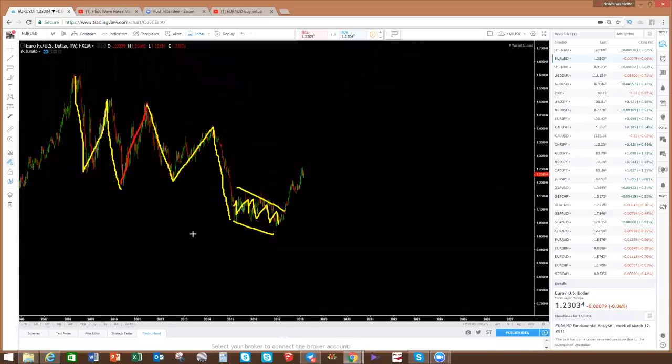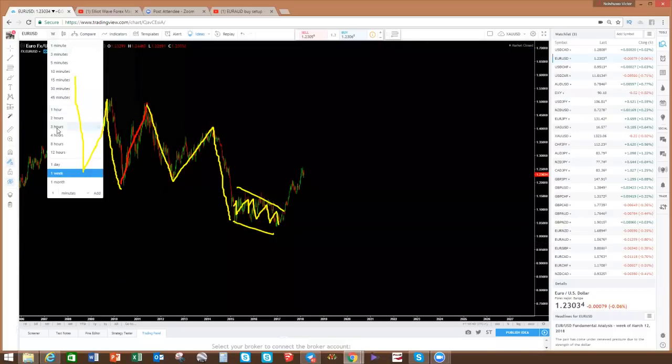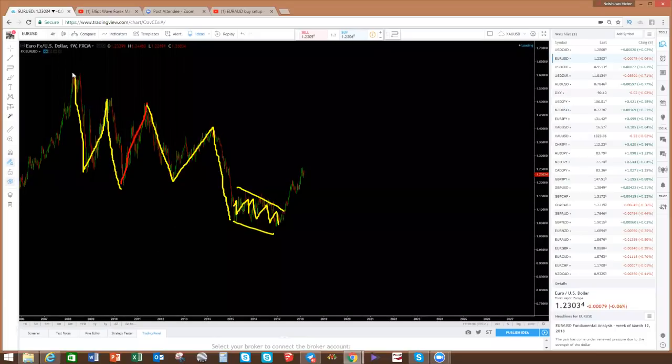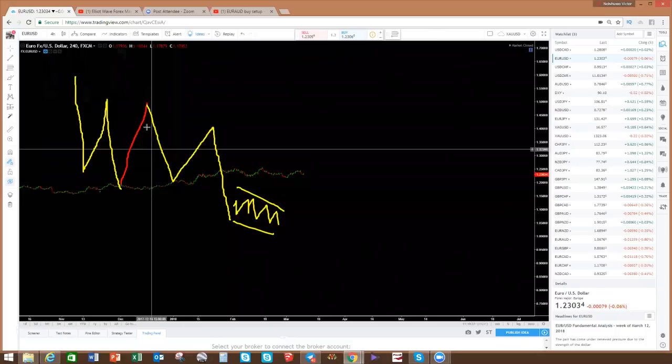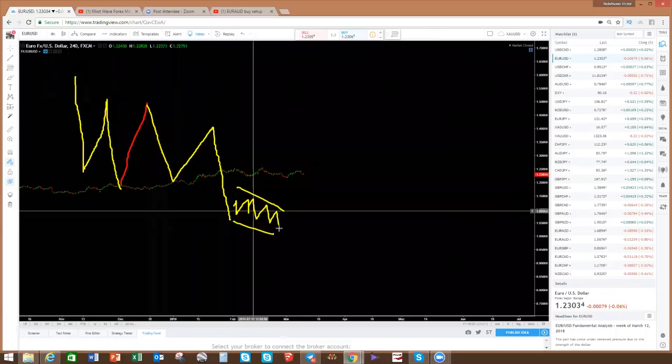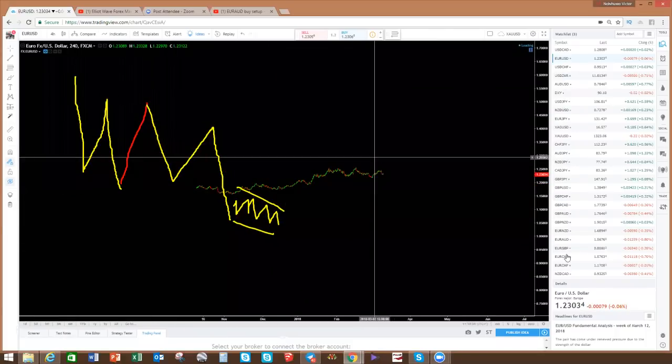Let's just get that off. Let's go back to the 4-hour. Remember this structure. 1, 2, 3 down, pull back, move down, pull back, move down, slows down, and then the trend changes.